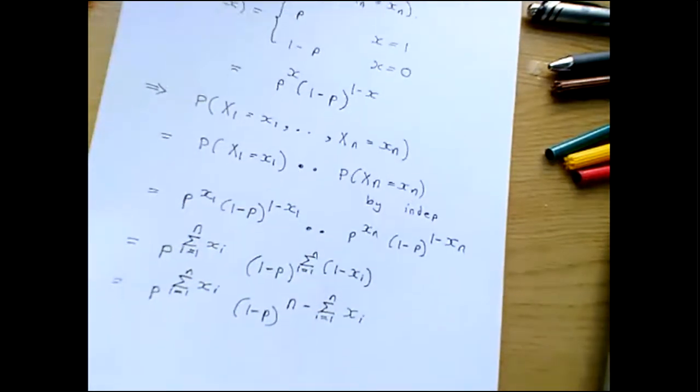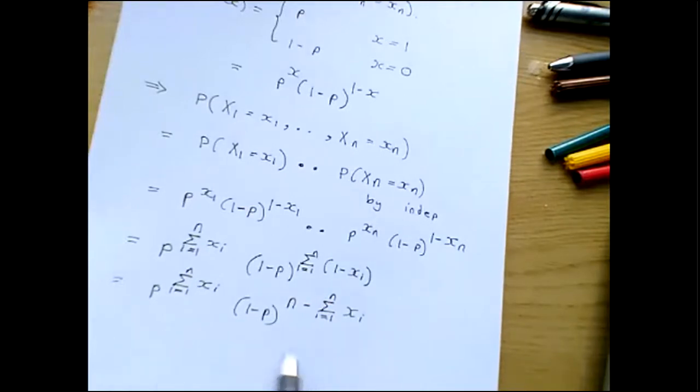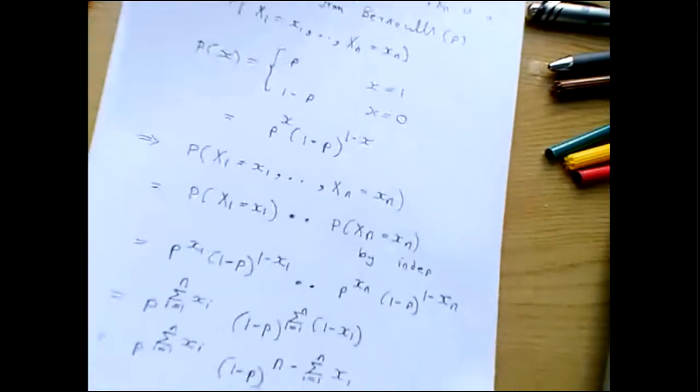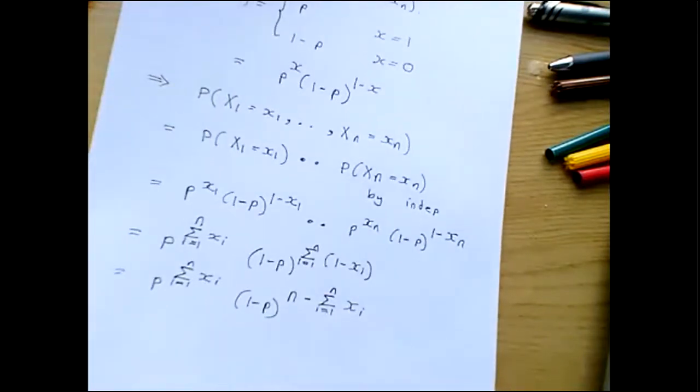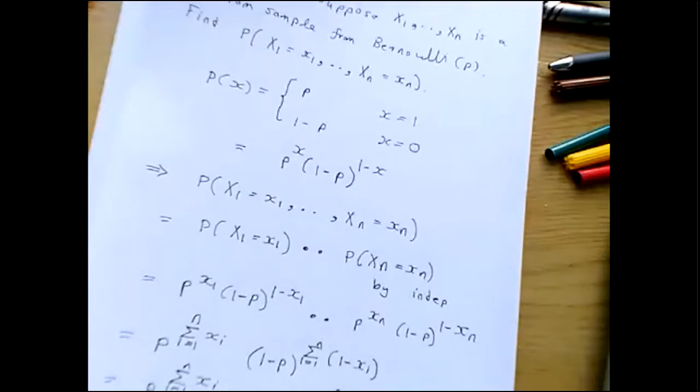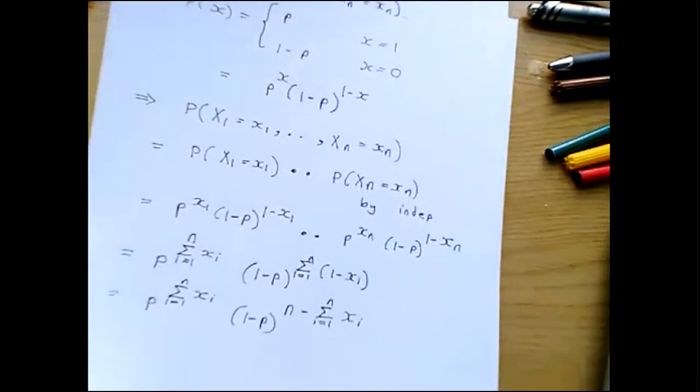Okay, so this is the joint probability of the random sample if the sample comes from a Bernoulli distribution, right? Is this clear to everybody, guys, or no? Yes.